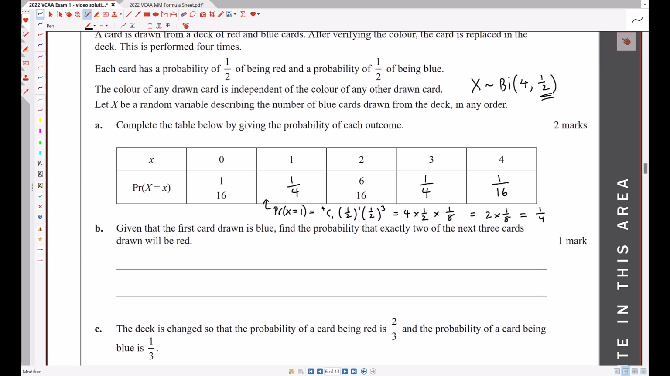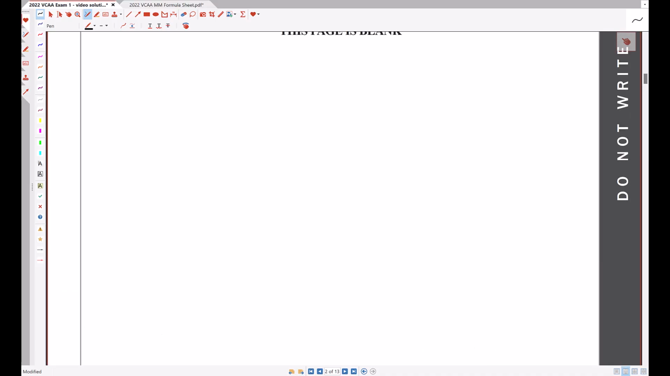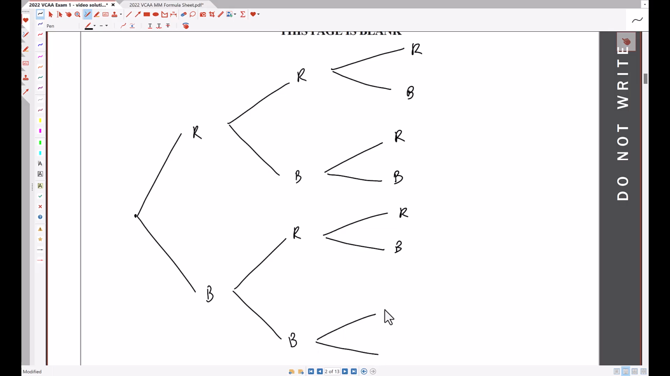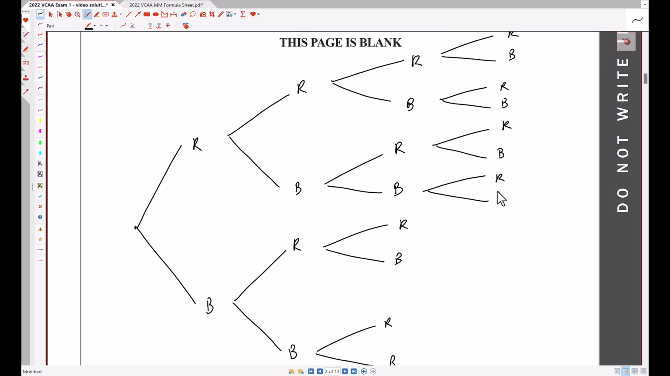So we're drawing 4 cards, they're either red or blue. Given that the first card is blue, find the probability that exactly 2 of the next 3 cards drawn will be red. So let me just scroll up to where there was a blank inside cover here. Okay, so 4 cards, red or blue. Sorry, I should have done that wider to start with. It's the key to a successful tree diagram. Start wide: red and blue, red and blue, and then our 4th one: red, blue, red, blue, red, blue, red, blue, red, blue, red, blue, and red, blue. 2 more, sorry.